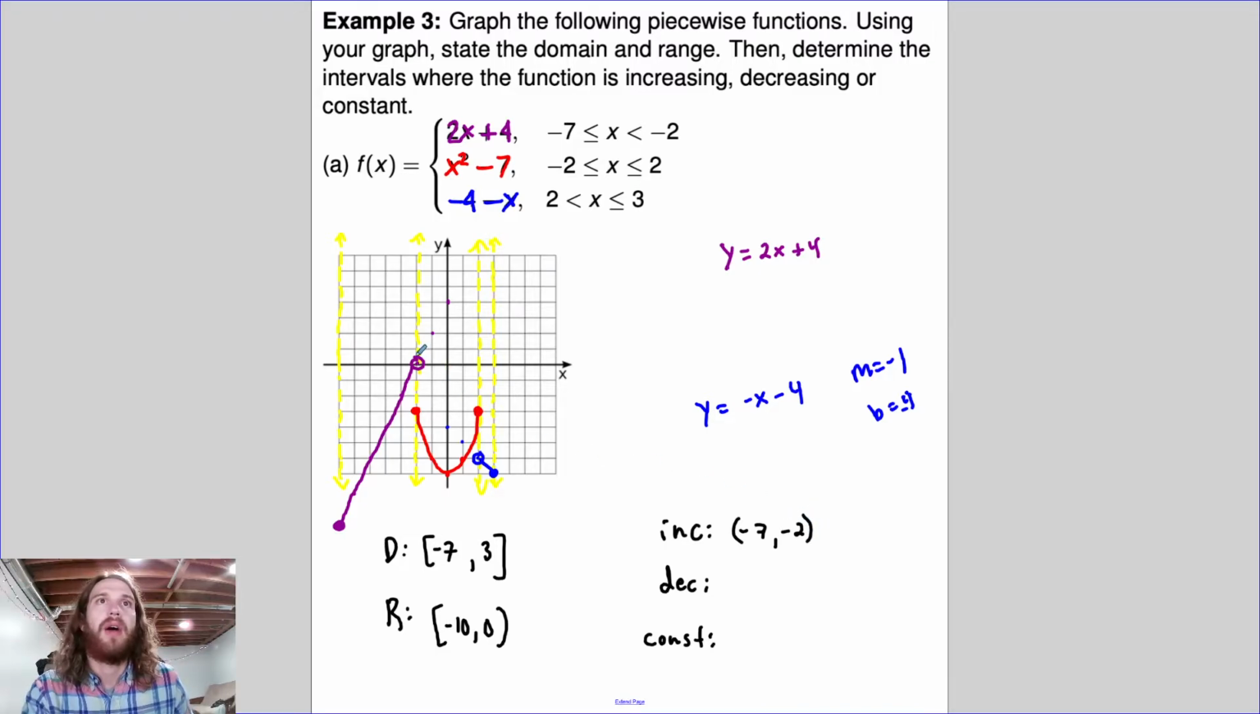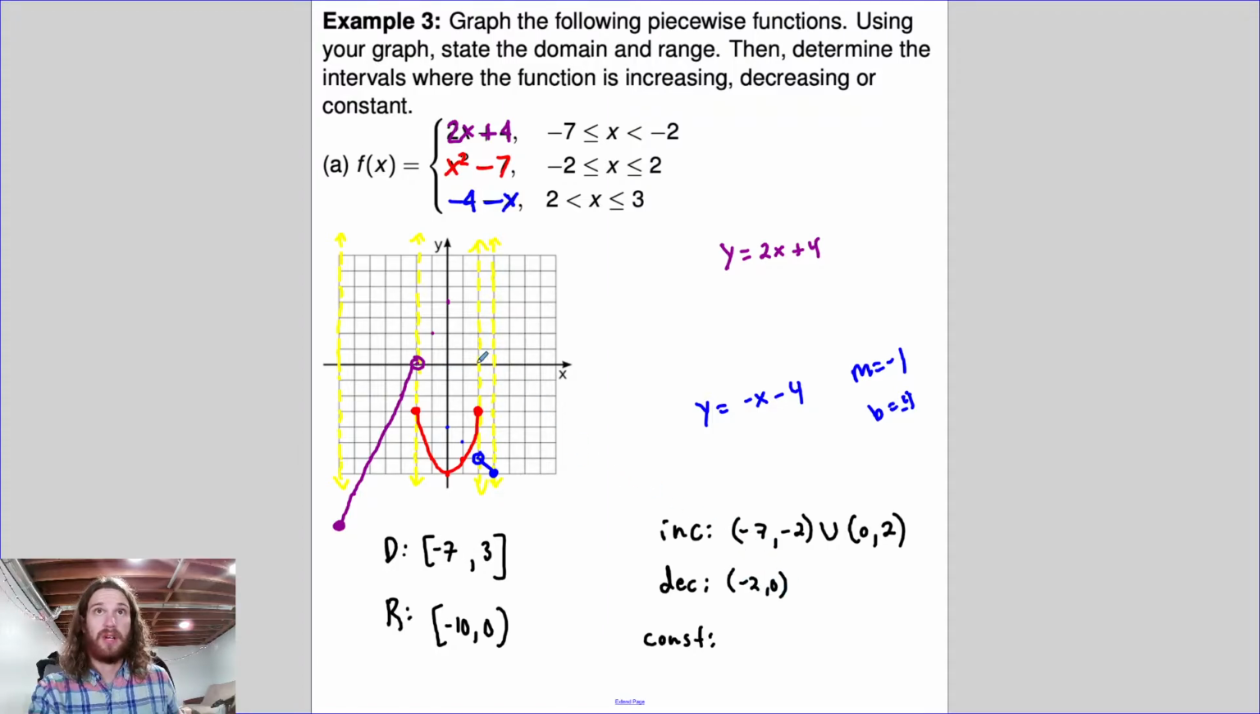Now at negative 2 we begin this decrease, but then we start turning around again and increasing again from 0 to 2. So we're going uphill. I'm looking at the x values only, so we're increasing there, increasing right here. Decreasing, where are we going downhill? Well, I already said this section right here, that's from negative 2 to 0, we're going downhill.